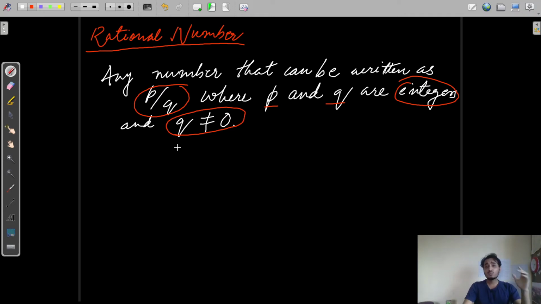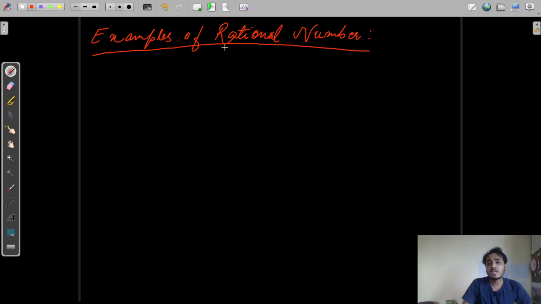So for a number to be a rational number, there are three conditions. First, the number should be written in the form of p by q. The second condition is p and q must be integers, and the third is q must not be equal to 0. If any number satisfies all these three conditions, that number will be considered a rational number. This was the definition of a rational number. Now we will understand rational numbers with the help of some examples.